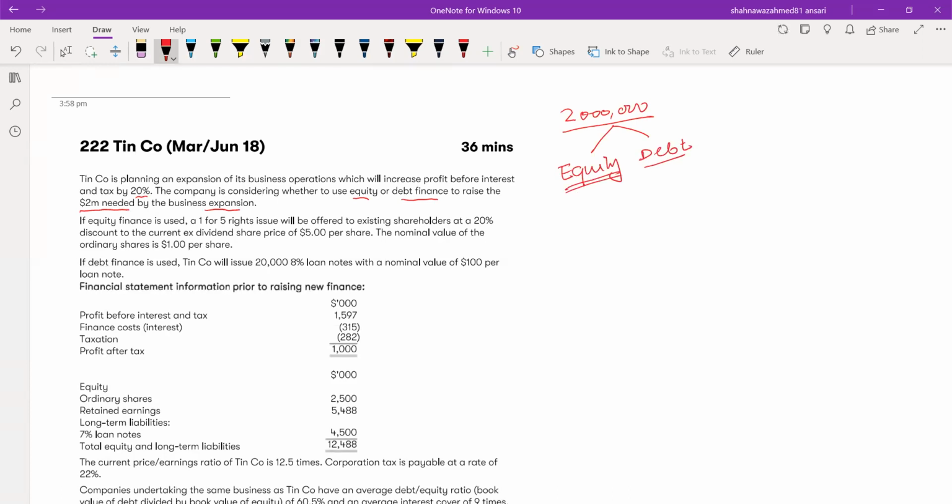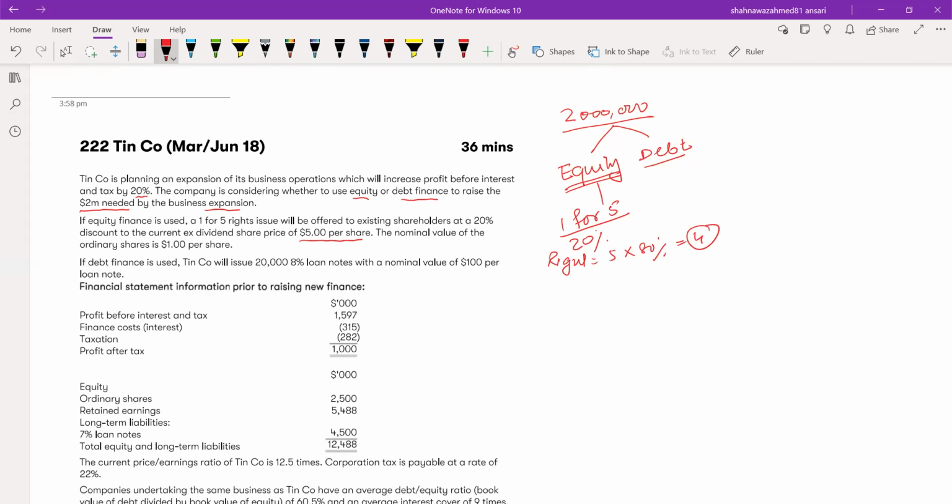If equity finance is to be used, the option is a right issue 1:5 at a 20% discounted price to the current ex-dividend price of 5 per share. The nominal value of the share is $1 each. So the right issue price will be 5 into 80%, and that is 4.